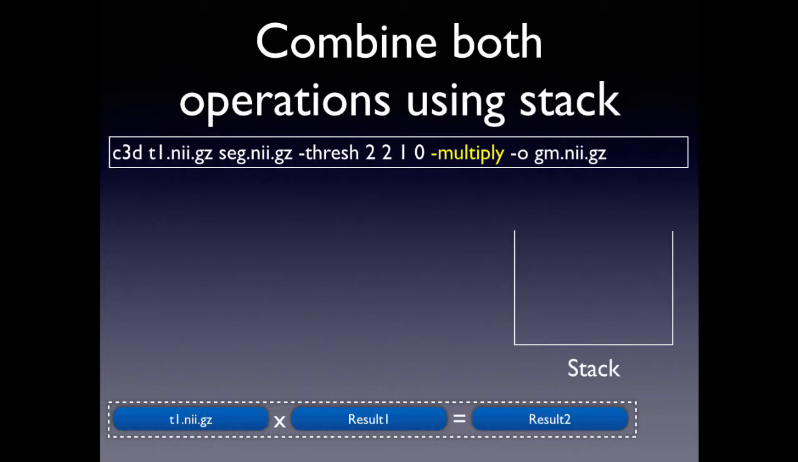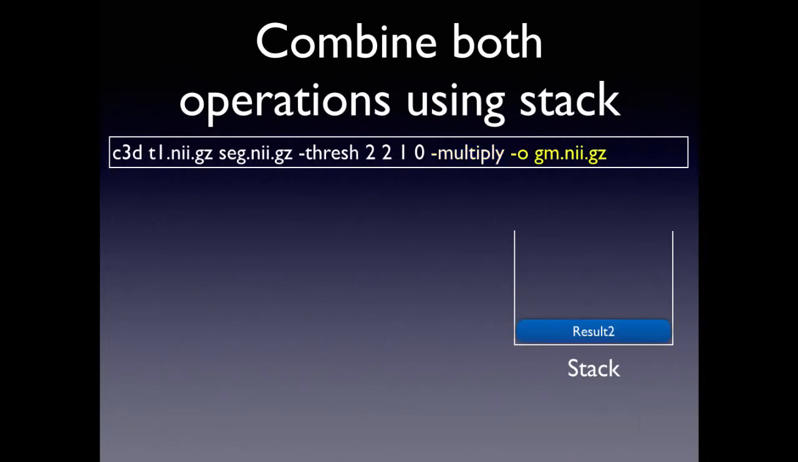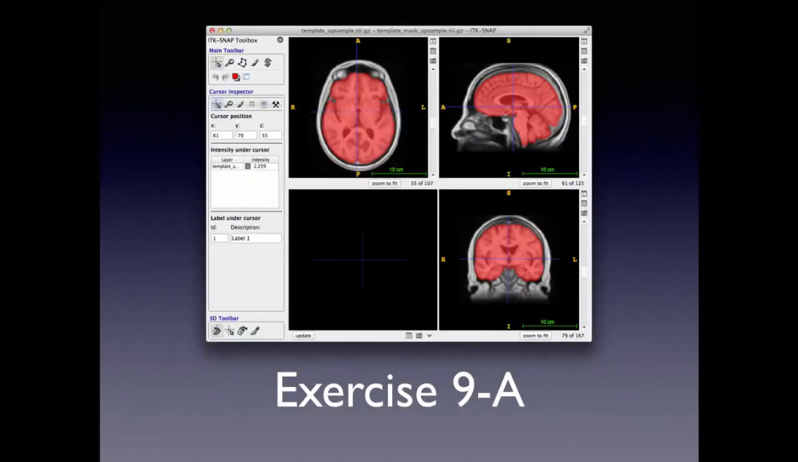Then we call multiply the T1 image by that result. The result of the multiplication goes back on the stack, and then we write out the final result, which is what we want. So we can combine sort of unlimited numbers of operations this way, and do that all in memory, which is much more efficient. Okay, so just to give you a go at actually using it, let's do exercise 9A, and we'll take about 10 minutes for that.